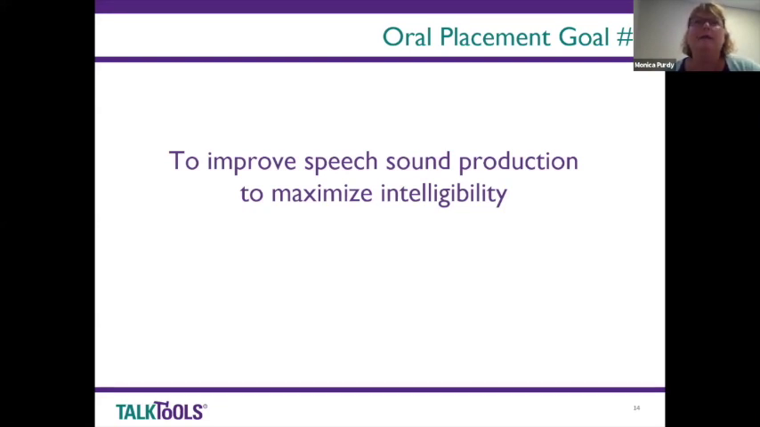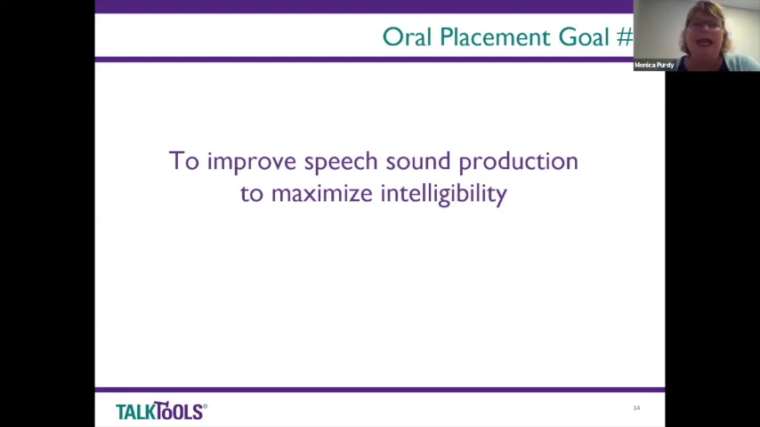Being able to express if you are happy, if you are sad, if you are hurt, is really, really important. And we want individuals to have the intelligibility to make their needs known. If you ask a lot of speech therapists, this is why they go to school. They want to help people communicate.